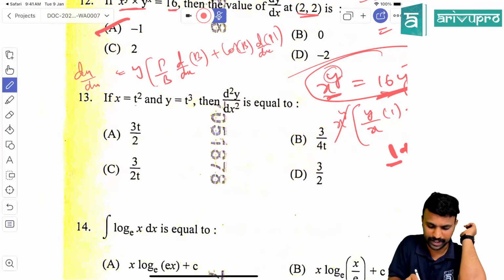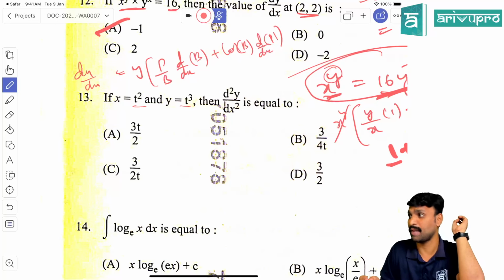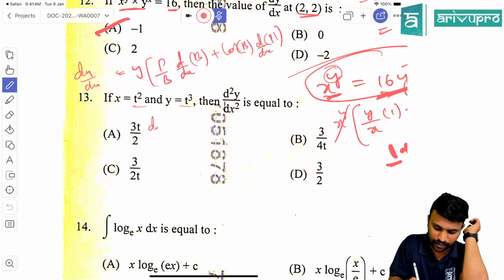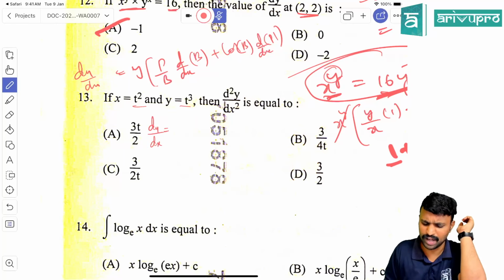If x is equal to t square, y is equal to t power 3, then find d square y by dx square. Guys, they are asking us to find out d square y by dx square. First of all, find out dy by dx. What is dy by dx, guys?